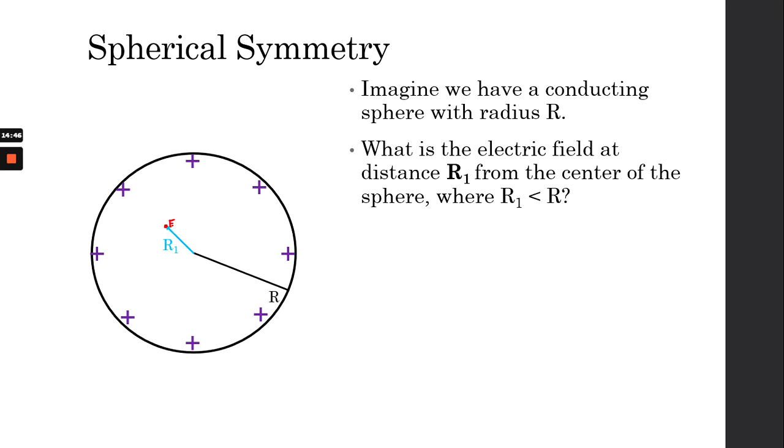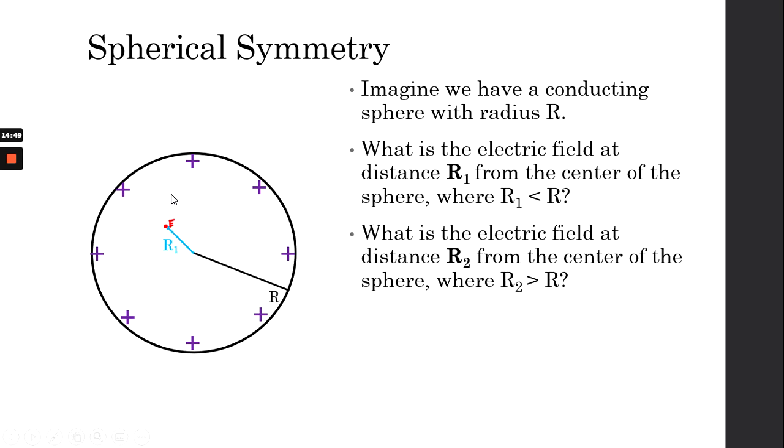Before we measure that, let's think about another situation. What is the electric field at a distance r2 from the center of the sphere if r2 is greater than the radius of your sphere? Since it's greater than, it is outside. So it basically goes past the size of your conducting sphere. What is the electric field at this point? How are we going to measure this?